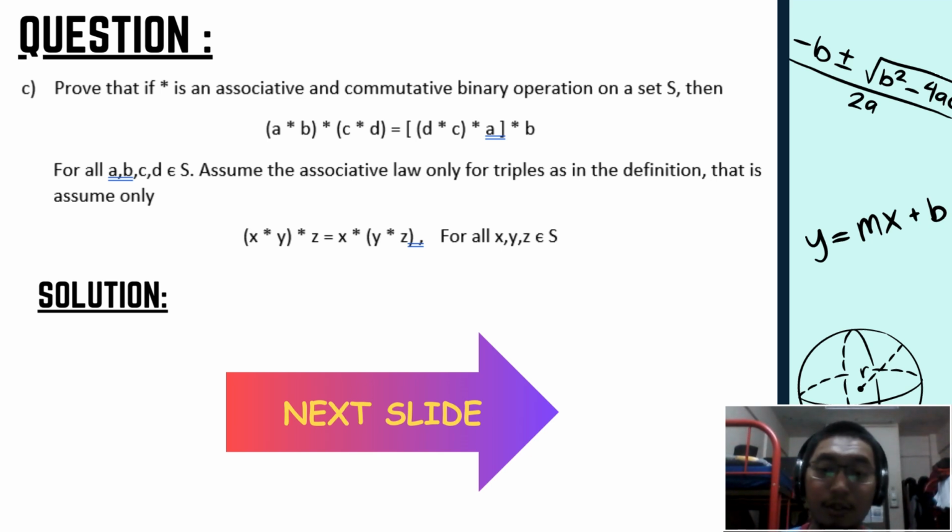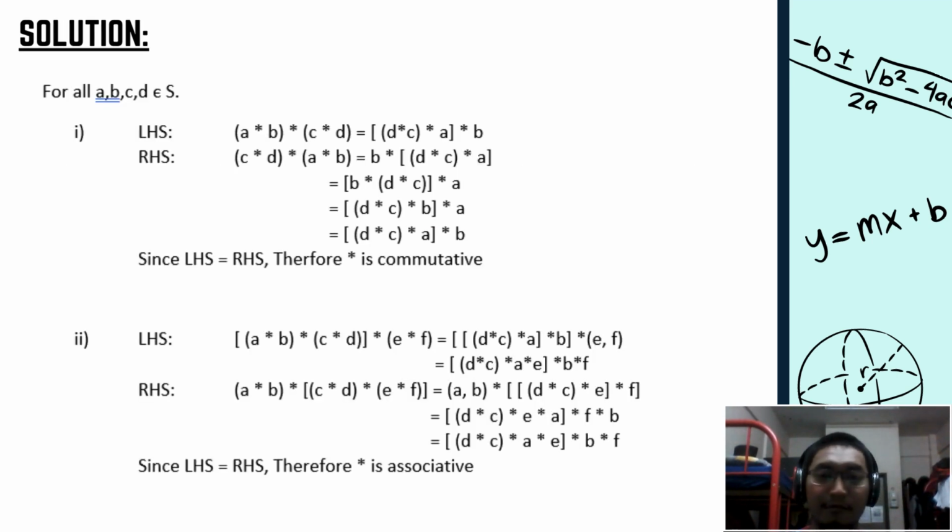Okay, so for the solution, we go to the next slide. Now, the solution for question C, where we want to prove the identity. So, for all a, b, c, d element of S, for the left hand side, we have (a star b) star (c star d) equals ((d star c) star a) star b.